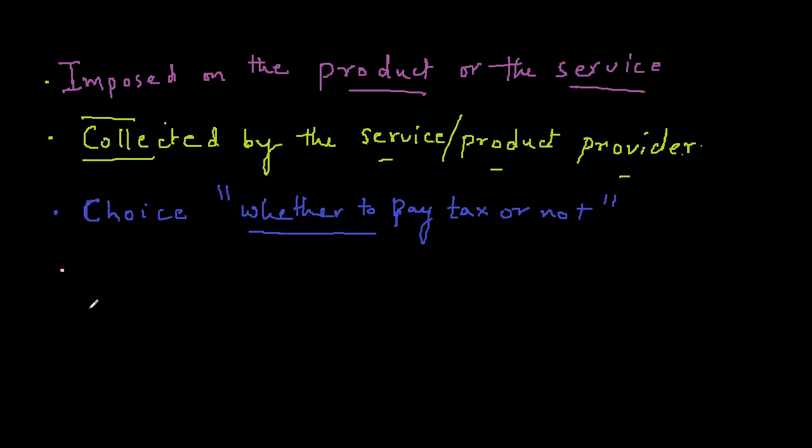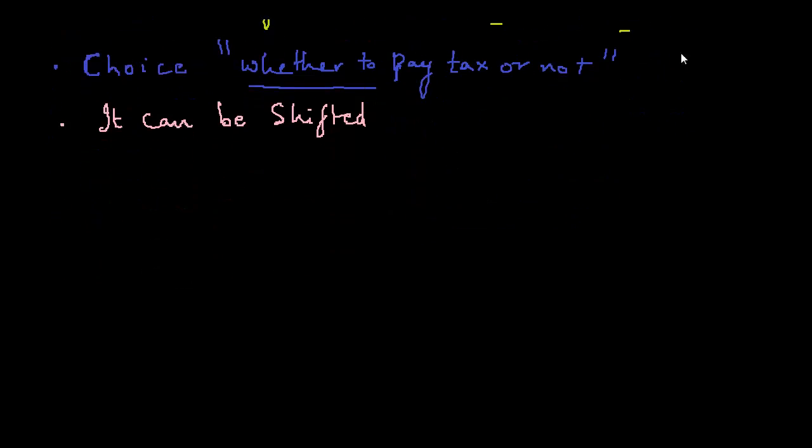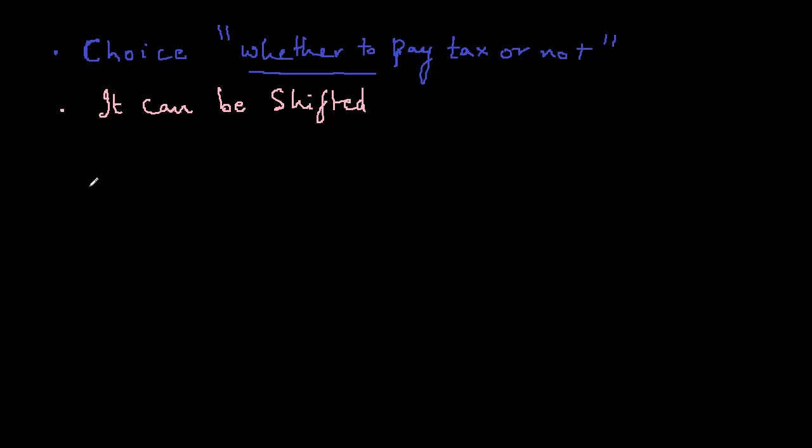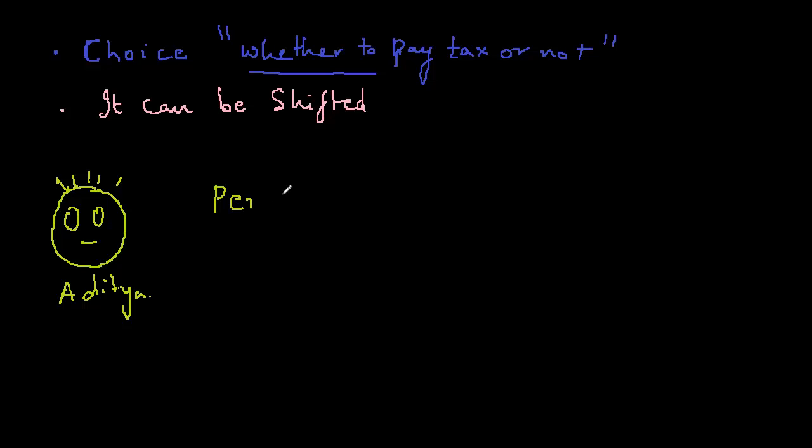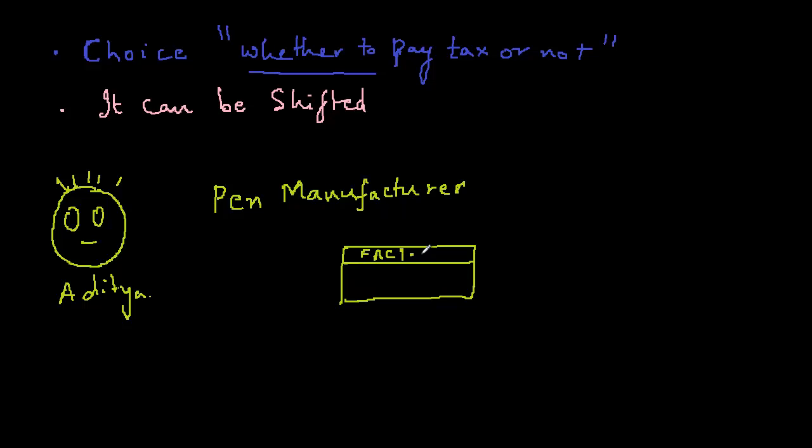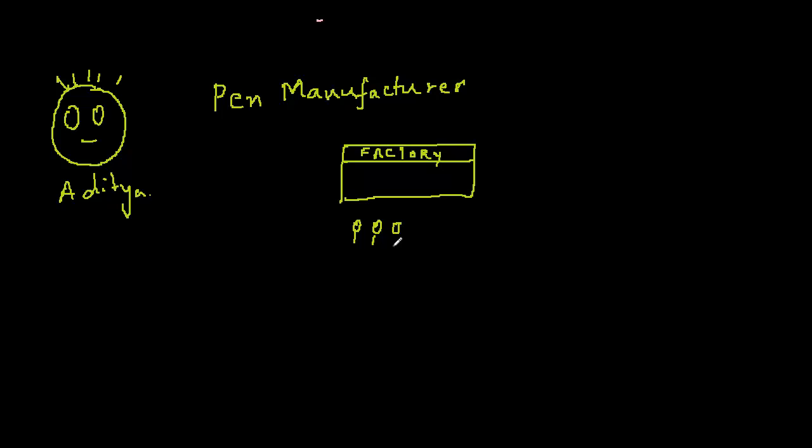Another thing about indirect tax is it can be shifted. Now, what does this shift mean? Let us say you have a person here. Let us give him a name, Aditya. Aditya is a pen manufacturer, and he has this factory where he manufactures the pen, and he has several employees with him. Let us say these all guys are his employees.